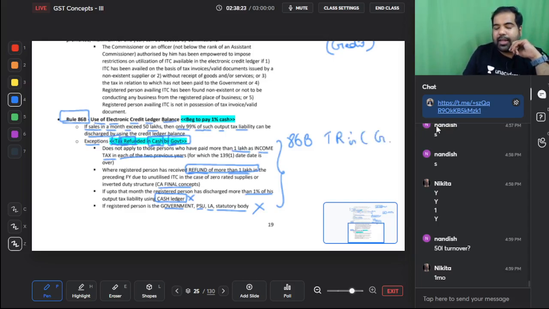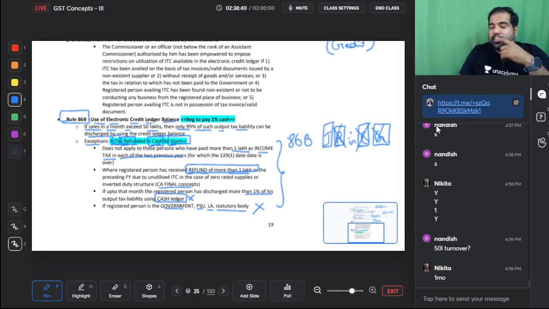Tax refunded in cash by the government. Government doesn't apply. If you paid in cash 1% or more till now, anyways, this does not apply. If you've got a GST refund of more than 1 lakh in the last year, then it does not apply. And if you paid income tax of more than 1 lakh in each of the last 2 years, so income tax is for last 2 years, refund is for last 1 year, this rule does not apply, rule 86B.